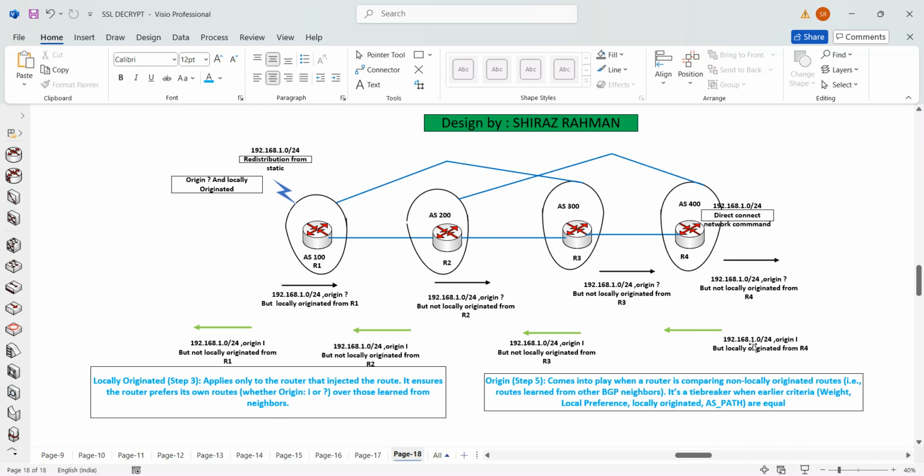Locally originated is not an attribute, it's just a parameter for the path selection method. It's one of the steps that comes under the path selection method, or the election method. But origin, what is an origin? Origin is an attribute, yes. What kind of attribute is origin? It's a well known mandatory attribute.